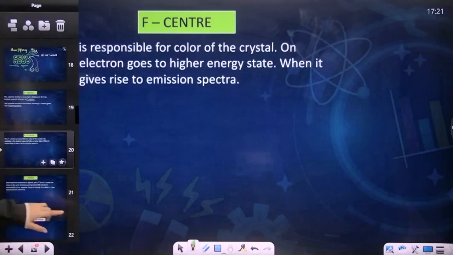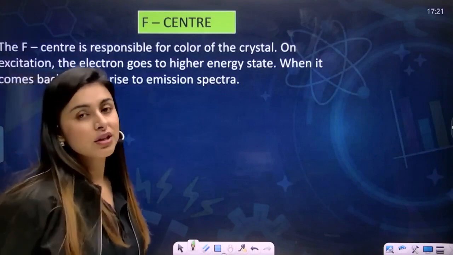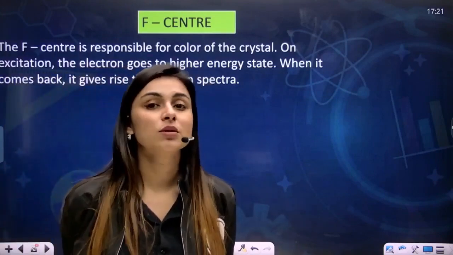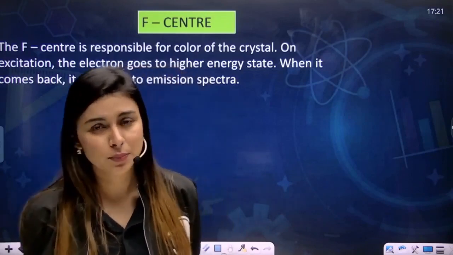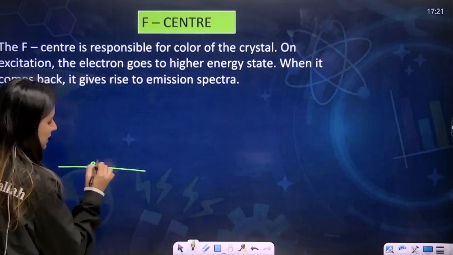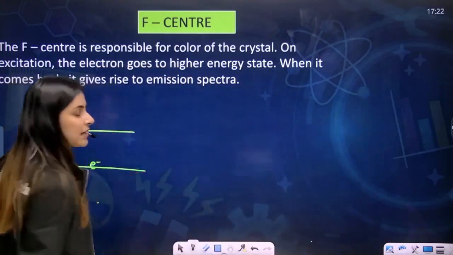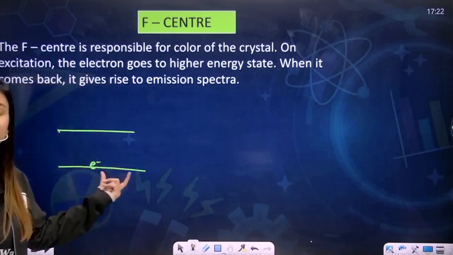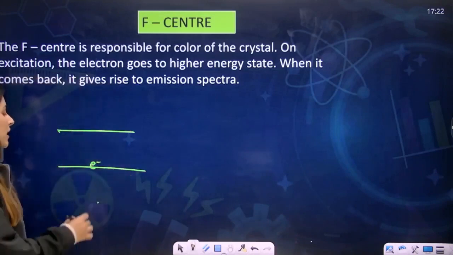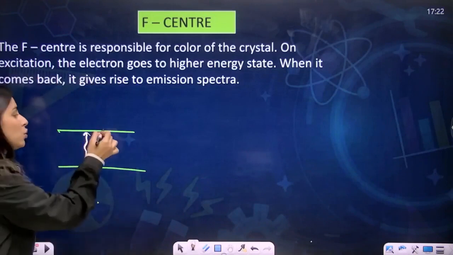I hope you've written it. Now, the F center is responsible for the color of the crystal. The F center is actually responsible for the color of the system, but how is it possible? Now try to understand it. Let's say you have an electron present here. My dear students, you know the electrons are very stable. They are present in their most stable state. Now what happens is these electrons get excited to the higher energy level.